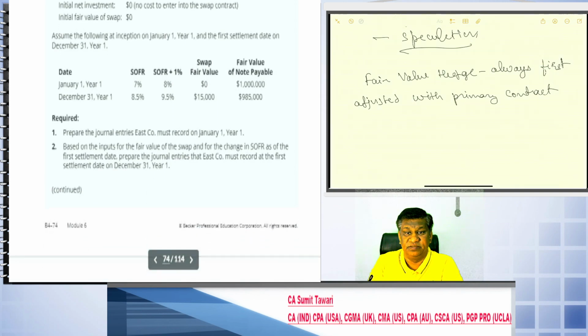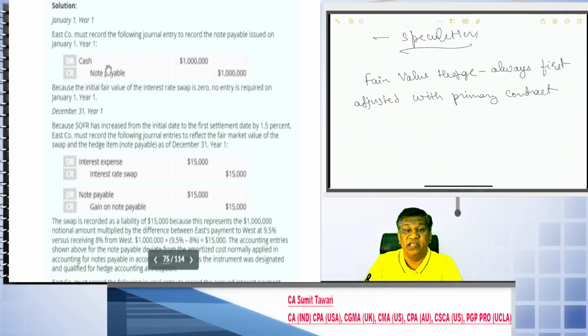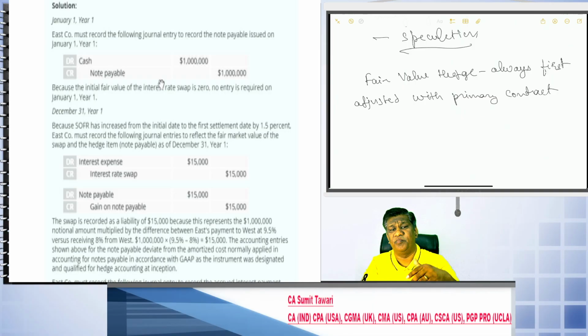Okay, now you can see cash account to note payable. It is simple. I mean, we got the amount from our investor. Interest expenses and the interest rate swap. This is an additional expense. Okay, and the note payable and the gain on note payable. So the value of the note payable gets reduced.